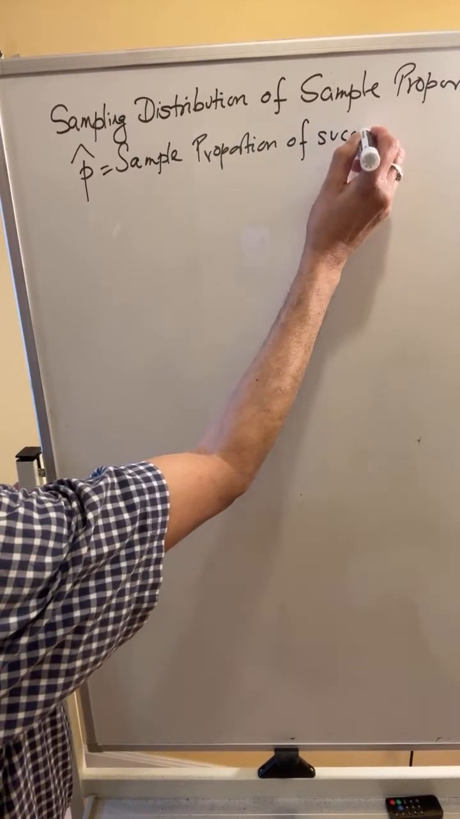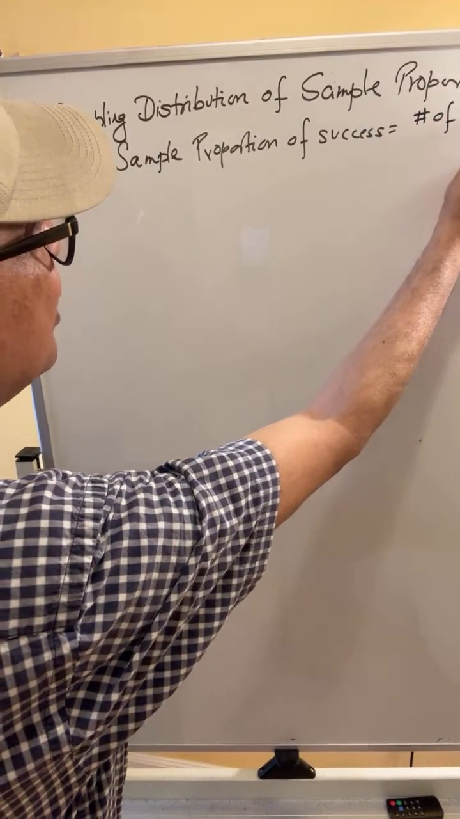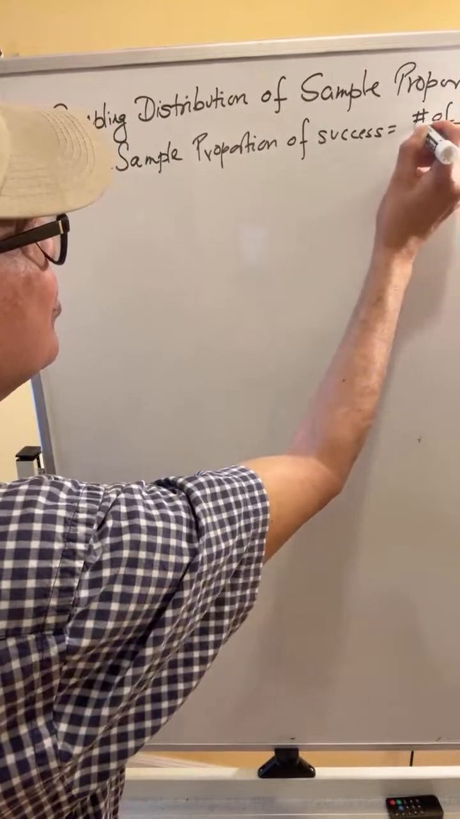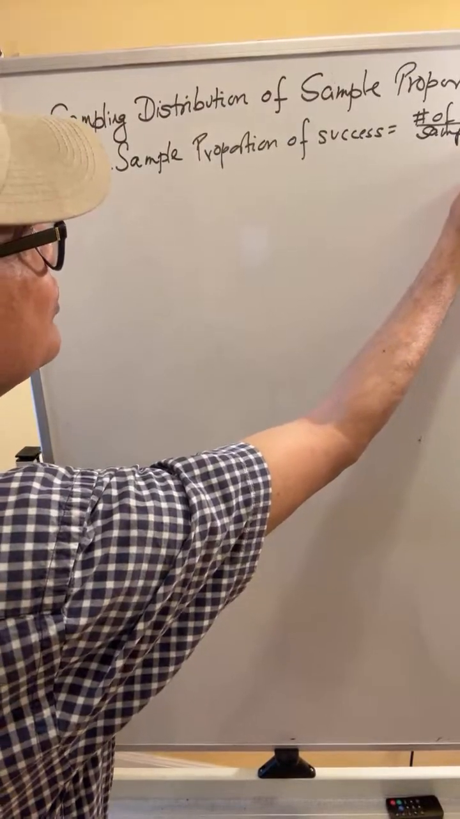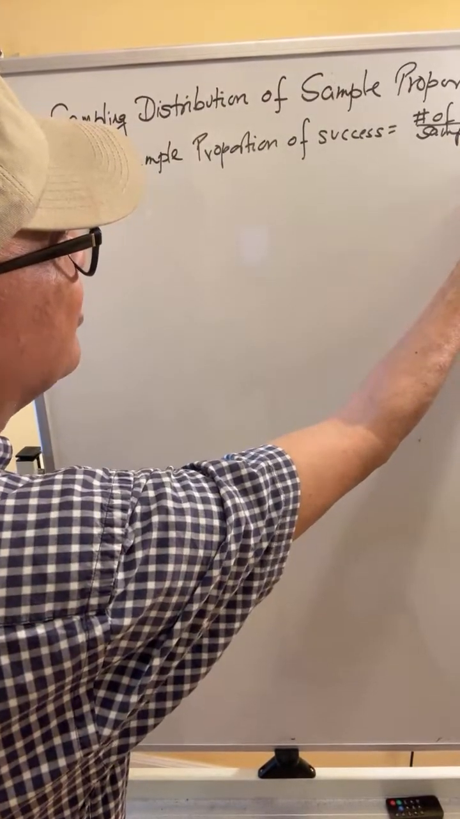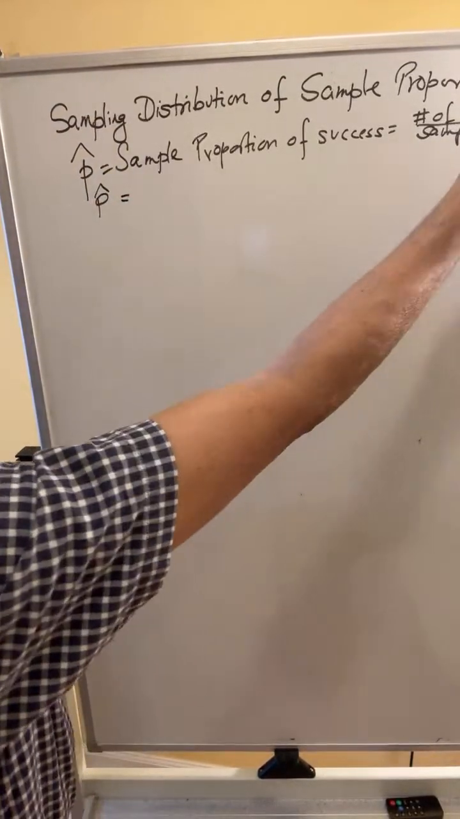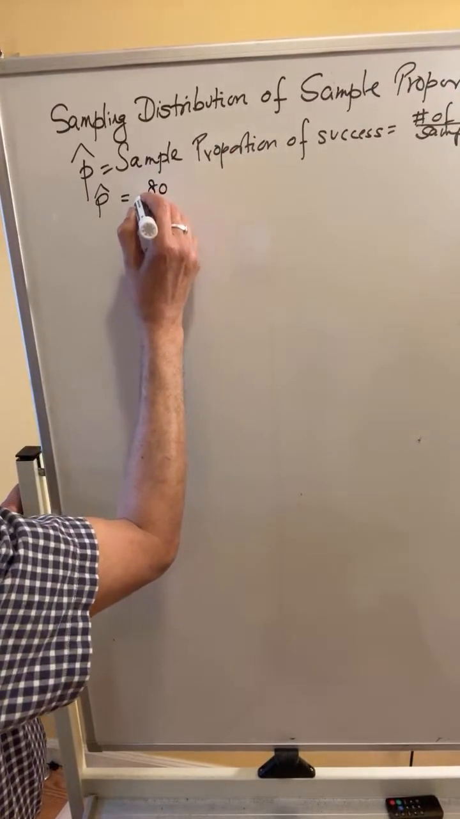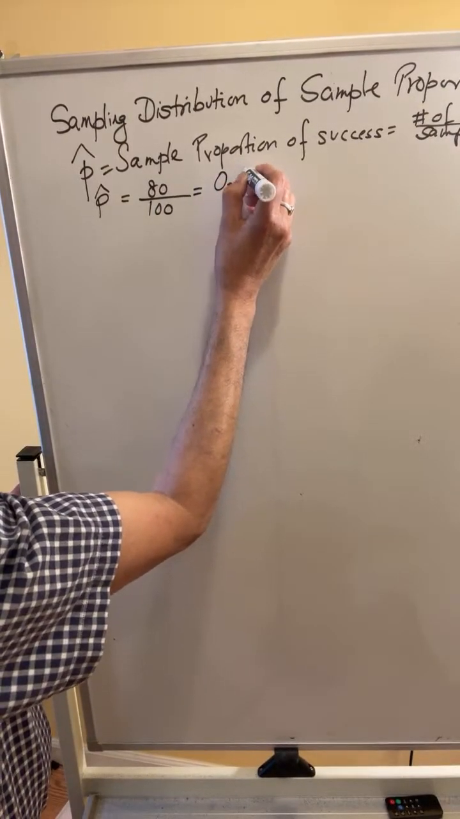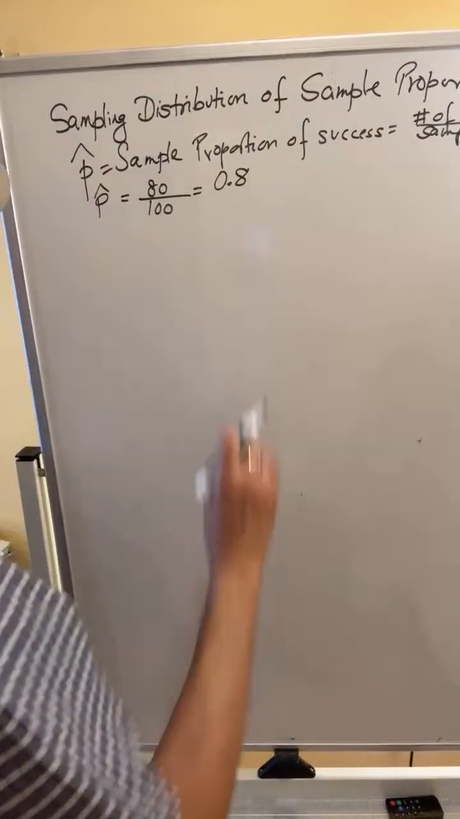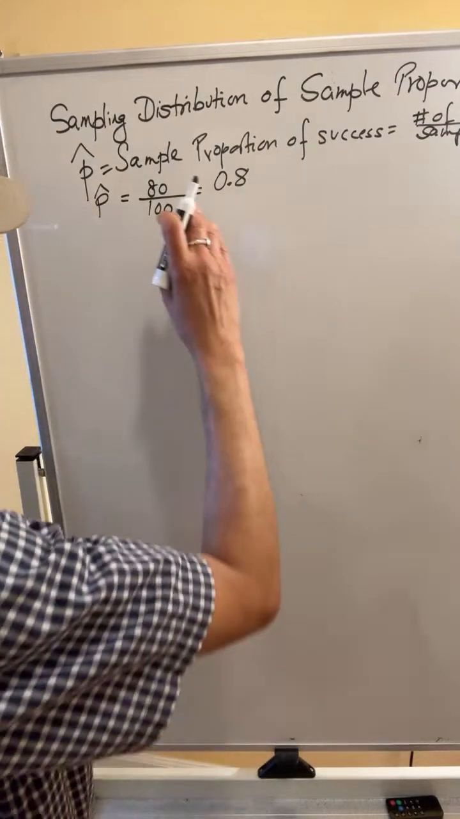is given by number of success divided by sample size. Now, number of success is given by x and sample size is n. In my example, P hat, since 80 students out of 100 have laptop computers, it will be 0.8.